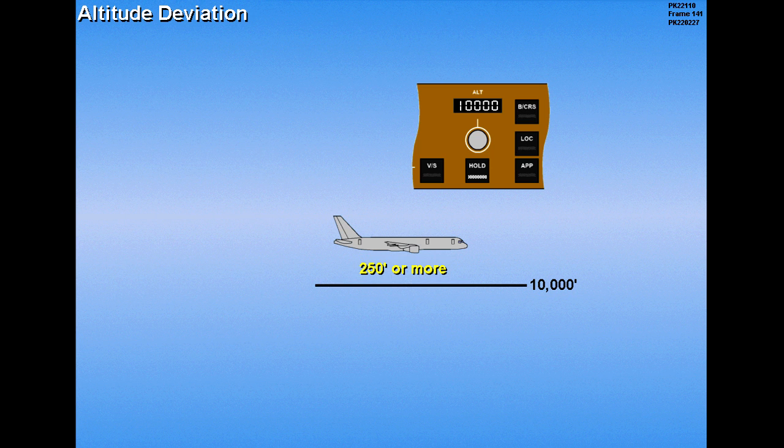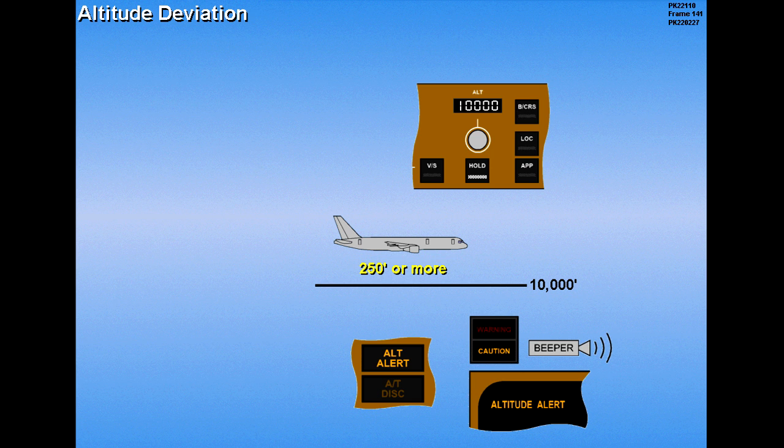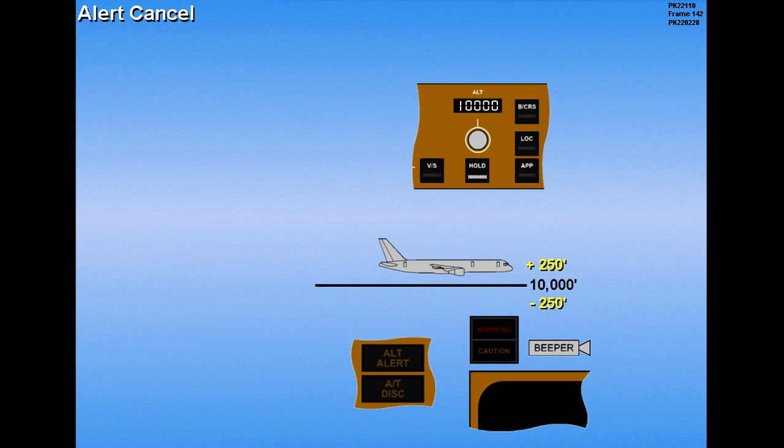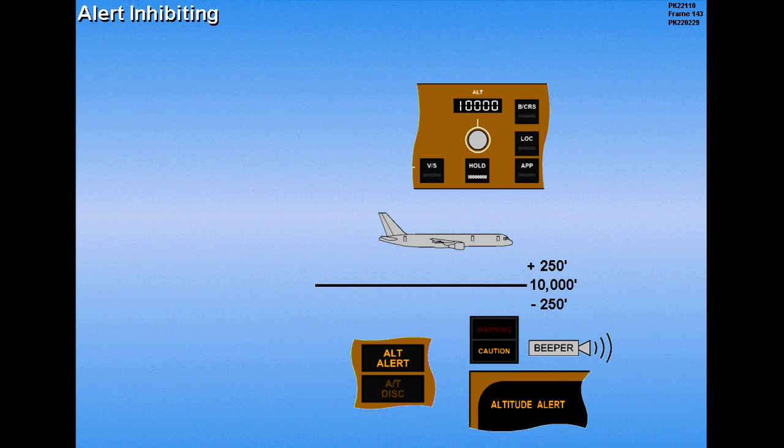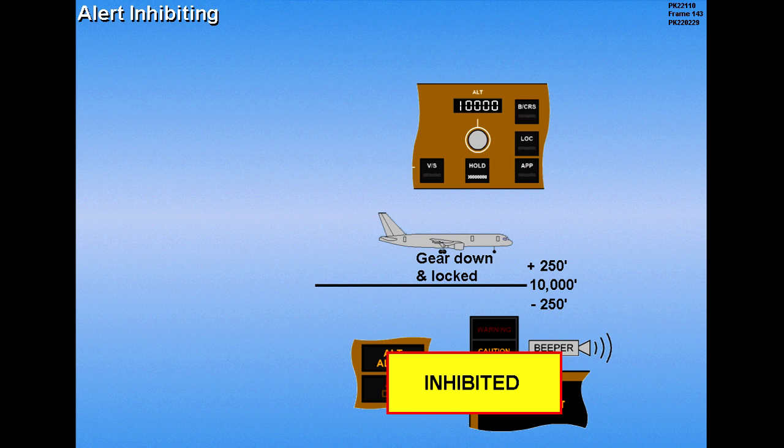Deviation of 250 feet or more from the selected altitude illuminates the altitude alert light and initiates an ICAS caution alert. The alert is cancelled by returning to within 250 feet or by selecting a new altitude. The ICAS caution alert is inhibited when the landing gear is down and locked.